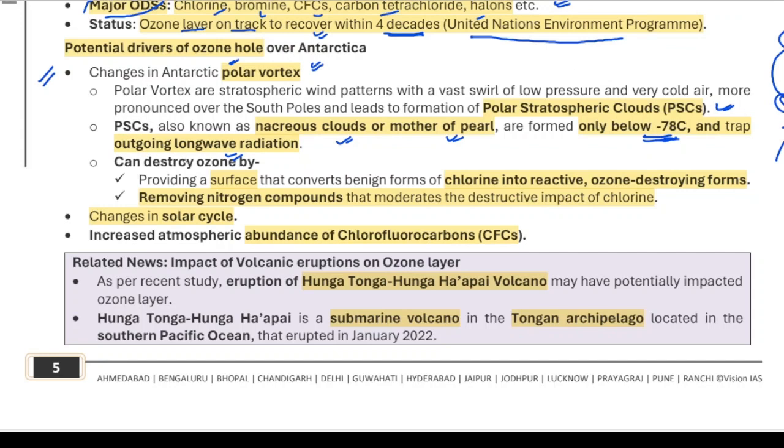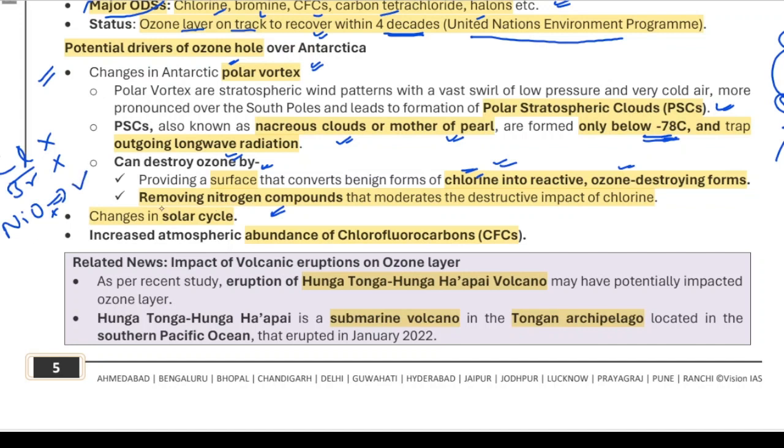Now what are the other things that are drivers of the ozone hole? Surface that helps convert chlorine into reactive ozone destroying forms. We have discussed that these polar stratospheric clouds give the surface for chlorine atoms to form, removing nitrogen compounds. You have to remember one thing also: chlorine or bromine goes for the destruction of ozone, but nitrogen compounds are good for ozone. They form the ozone layer.